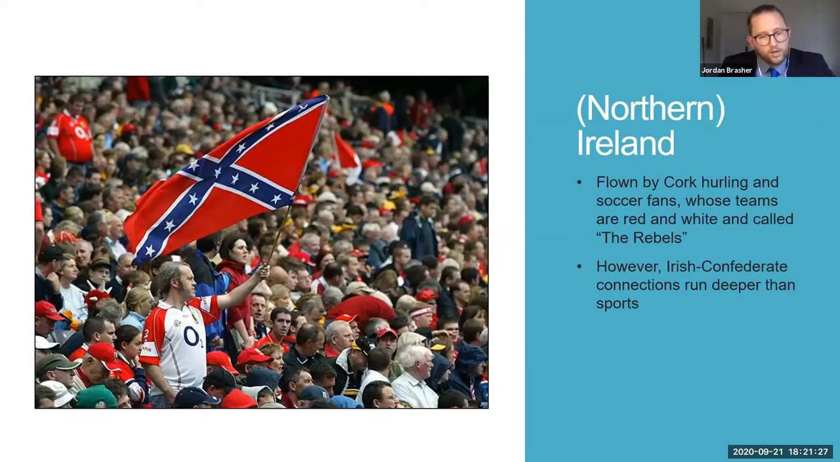In the city of Cork, Ireland, which is located in the south of the Republic of Ireland, fans of the local hurling and soccer teams have long flown the Confederate flag, which is sometimes also called the rebel flag, from the stands. And that's in large part because both teams are called the Rebels, both their hurling and soccer teams, and their team colors match those red and blue colors of the Confederate flag.